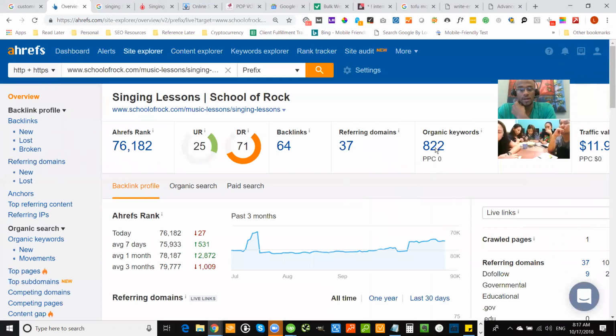So these guys are actually ranking for 822 different keywords. So there's definitely some ideas you can get from that. So let's just go to organic keywords.